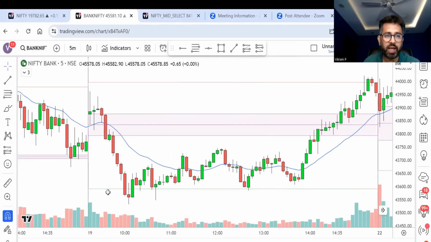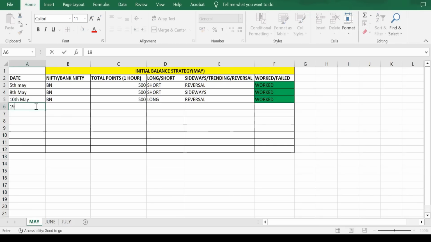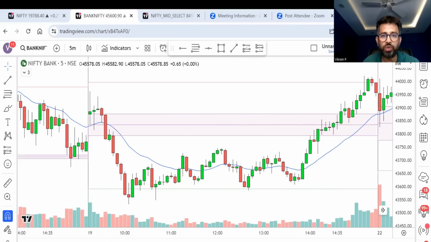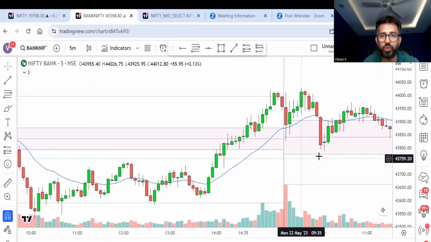So we'll go to 19th May. We'll mention that in Bank Nifty, it was more than 500 points. I'll just mention it as 500 points because the number of points is not important. It is not how many points that matters, because looking at the chart only, you will come to know whether it's a wide or narrow initial balance. And again, it worked.